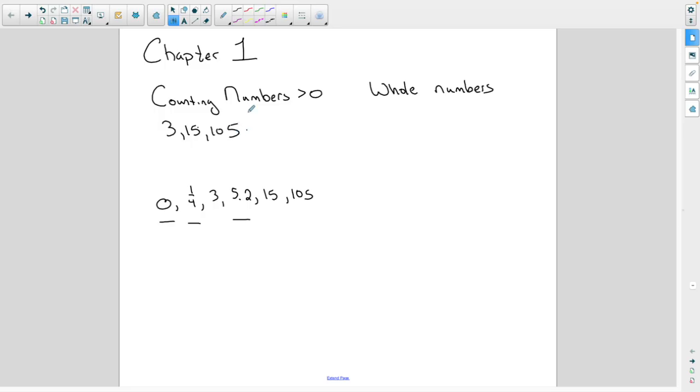And the interesting thing is we go from counting numbers to whole numbers, and the only difference between a counting number and a whole number is that we actually do count 0. Now, that doesn't really help us out a whole lot, but it is something that they want you to know. Kind of does make sense. So that's just in general what we talk about.